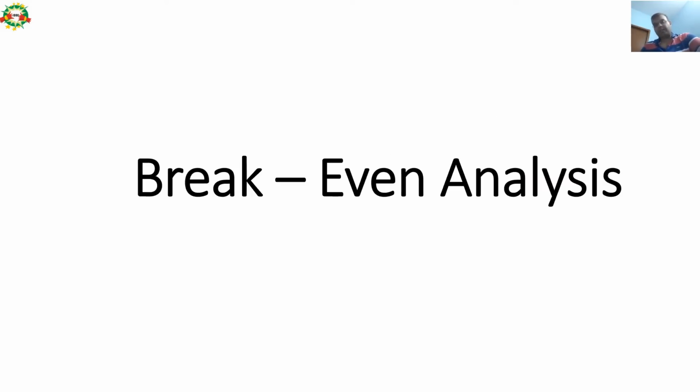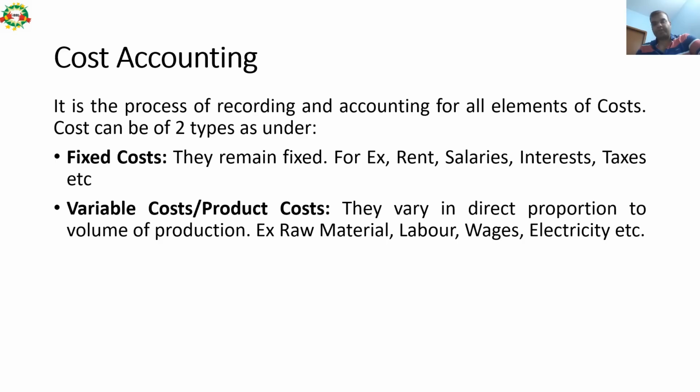So this is the last topic of today's session, break-even analysis. Very important topic, and a 1 mark theory question is a must. At least 1 mark is a must out of it. Cost accounting is the process of recording and accounting for all elements of cost. Cost can be of two types as under: fixed cost and variable cost. Variable cost is also called product cost.